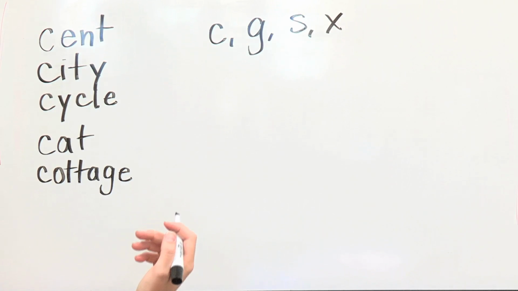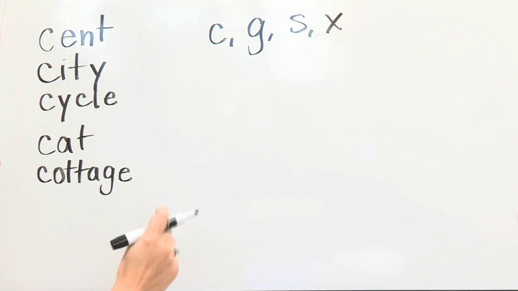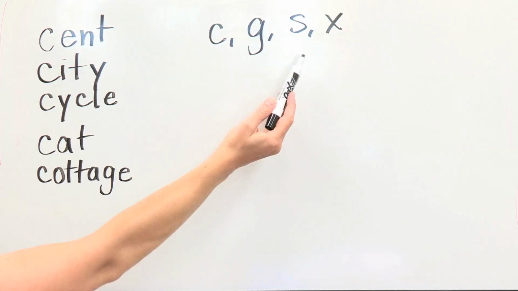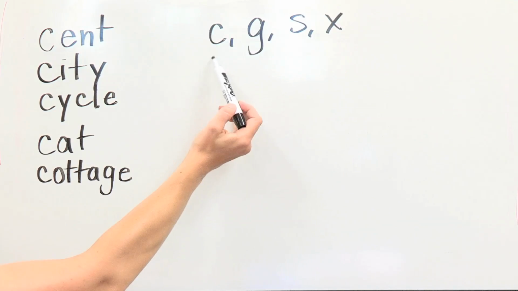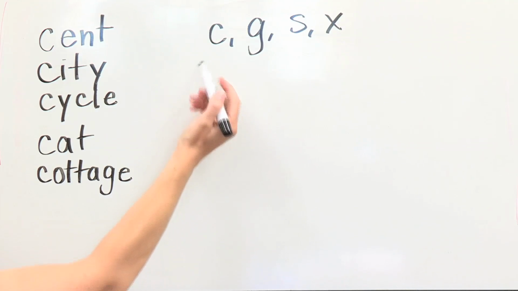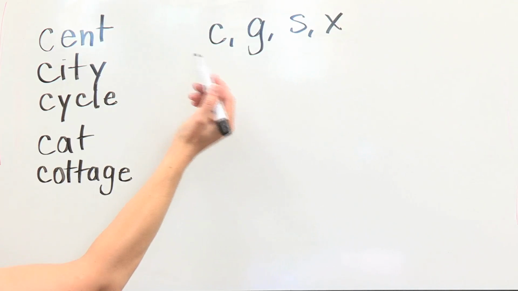Again, there are 21 consonants in English, right? The majority of the consonants are considered regular, meaning they make one consistent sound. However, there are some that are irregular, and we're going to focus on these four: C, G, S, and X. Right? So the letter C actually does not have its own sound.